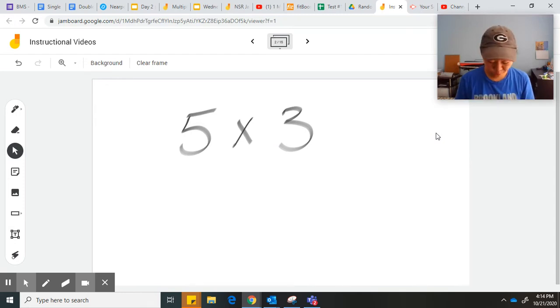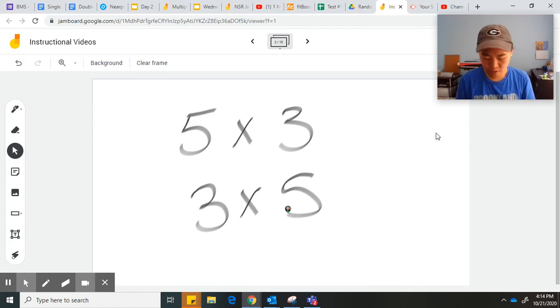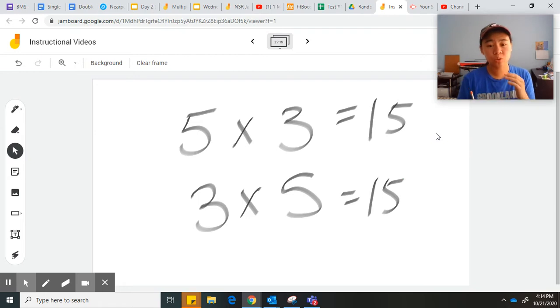So we could say 5 times 3, or we can do 3 times 5. It's going to give us the same answer, 15. So it doesn't really matter what the order is for multiplication. We can switch the numbers around and it will not change the answer.